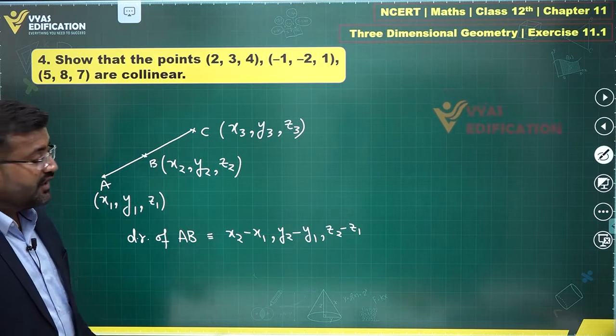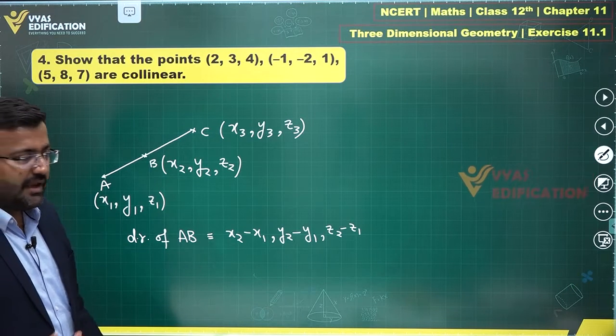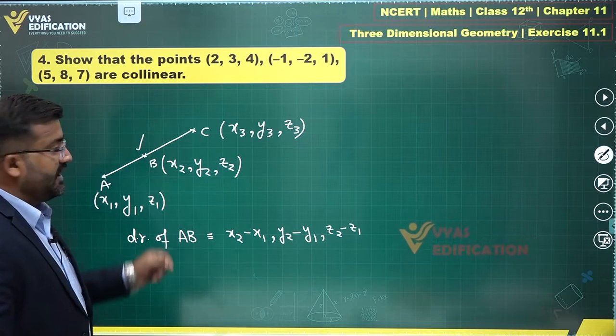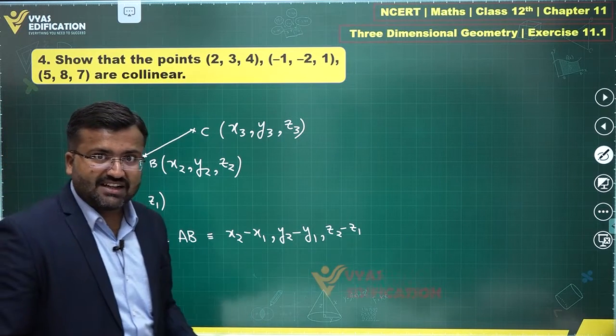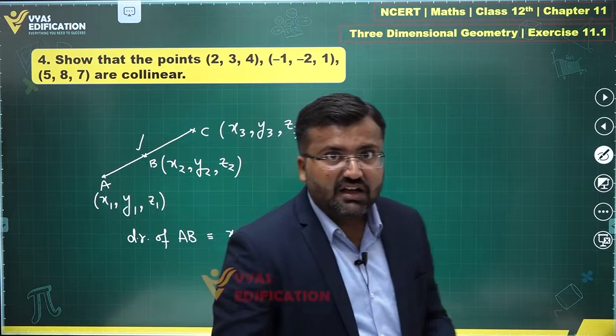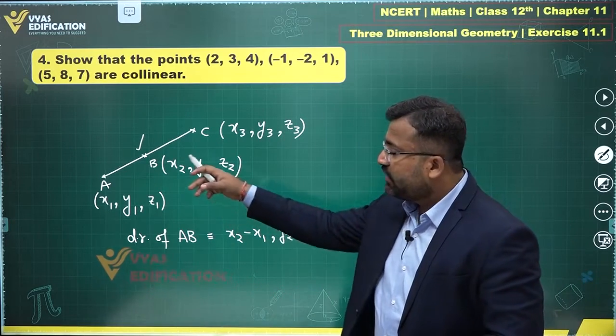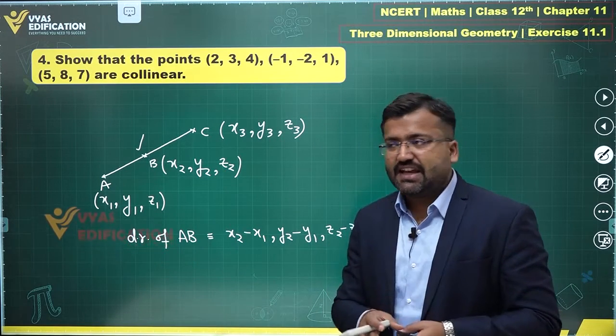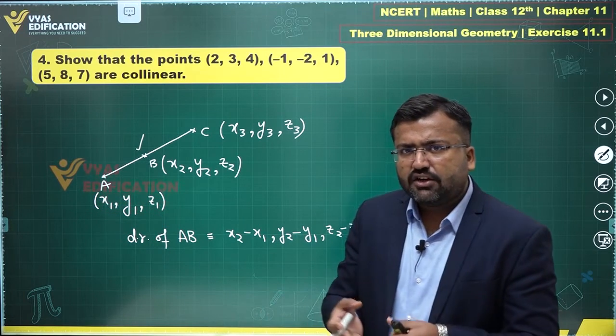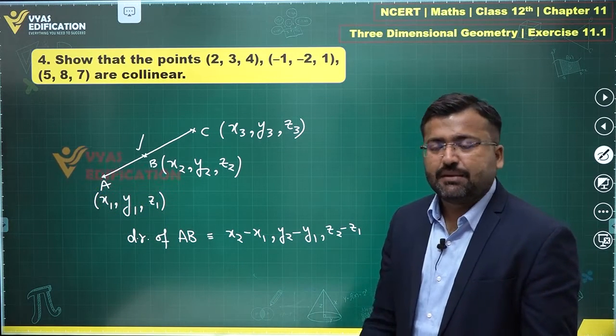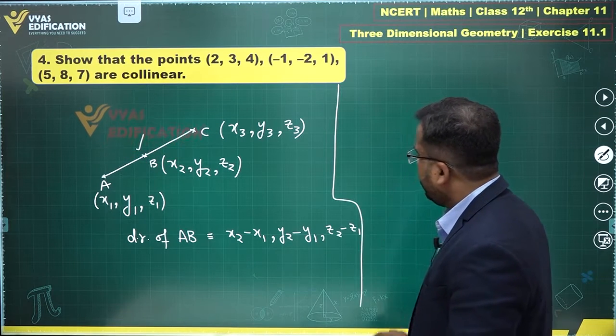If direction ratios of AB and BC are exactly the same and there is a common point B, right? If direction ratios are exactly the same, then the lines will be parallel. And if there is a common point between them, then you can surely say that parallel lines with a common point implies they will be exactly the same, right? That's what we'll be checking over here.